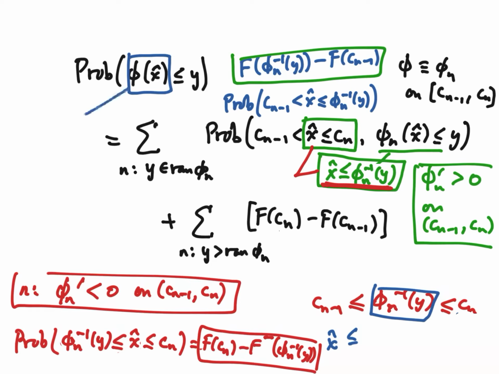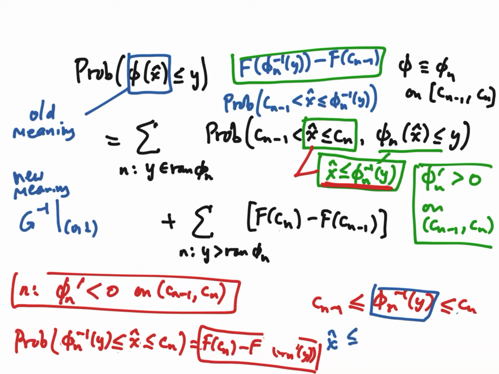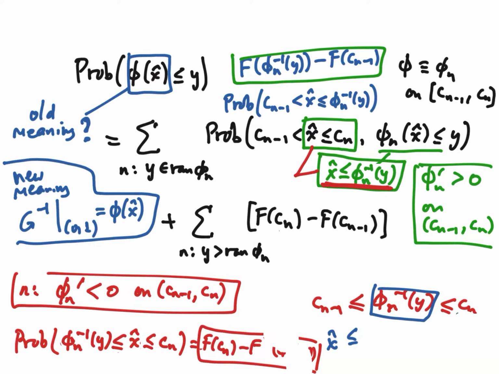But what's the old meaning? In this derivation, we have an old meaning, and then later we replace it with this new meaning, where we take the G, which we know is a CDF, and we take its pseudo inverse. That becomes the new meaning of phi of x hat. In other words, it's the random variable associated with G. Okay, but the old meaning here is like this. It's basically a function. So here's the old meaning, the temporary meaning.